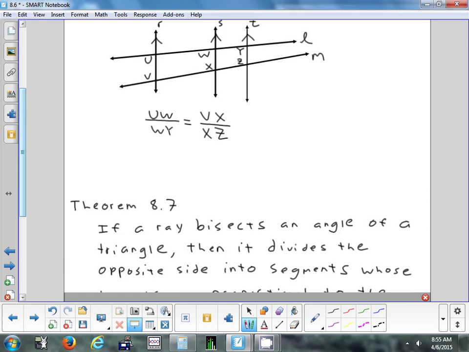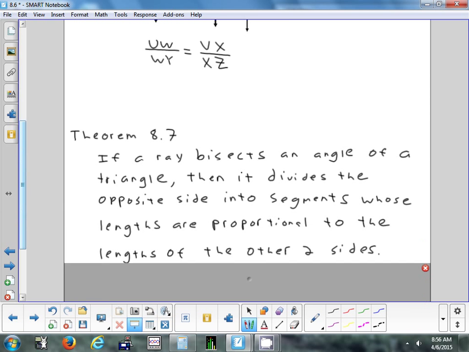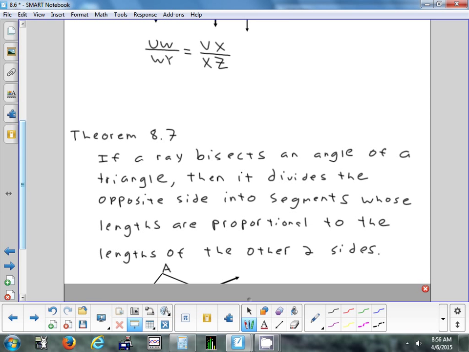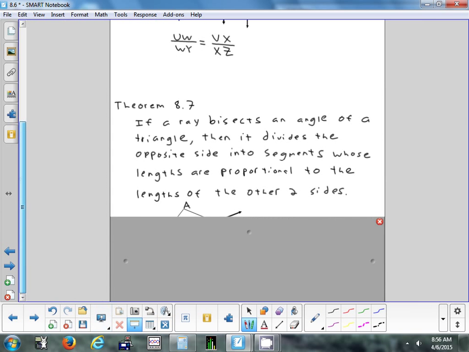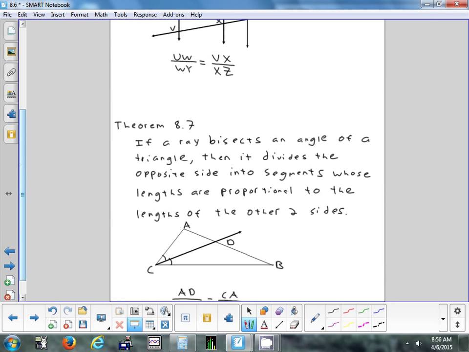All right, this one's a little different. Okay, it says if you draw a ray and it bisects an angle of a triangle. Okay, remember, bisect means to cut an angle in half. Then it divides the opposite side, the side that it's cutting into half, in segments proportional to the lengths of the other two sides. Okay, that's kind of a lot to think about. But it's a pretty simple diagram.